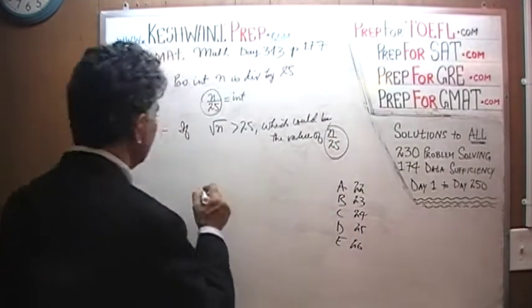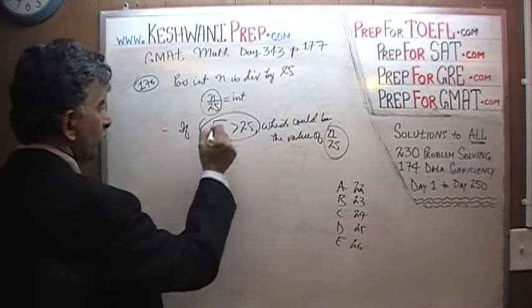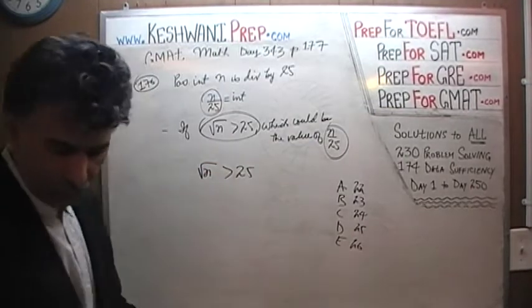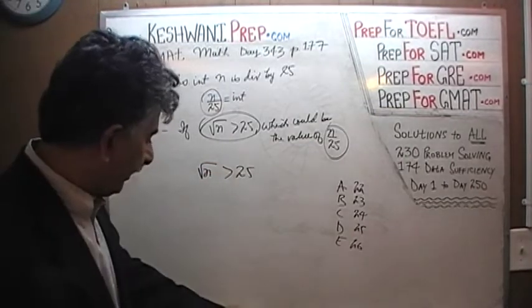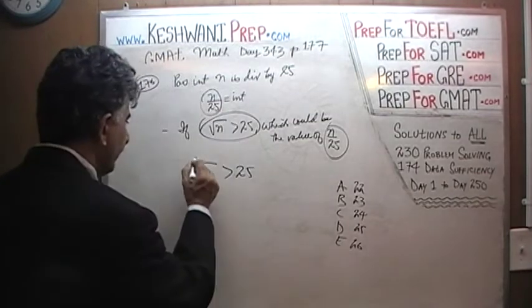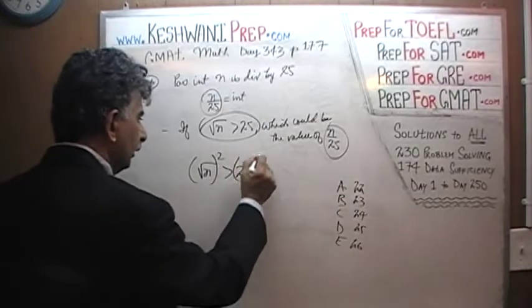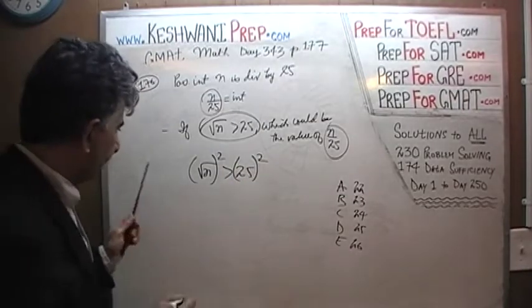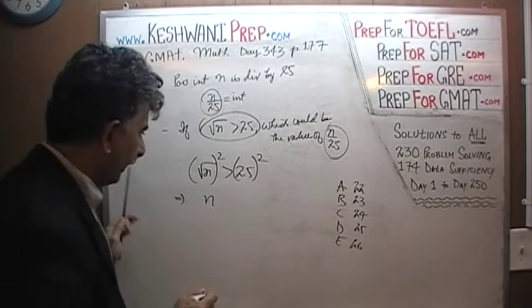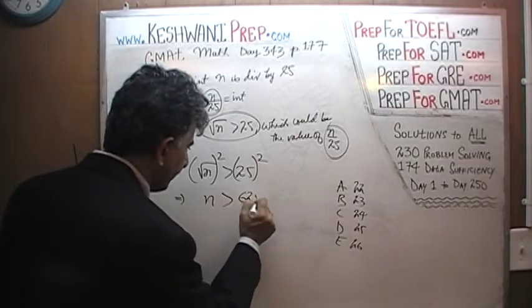22, 23, 24, 25, and 26. Let's see what we can do. So we know that the square root of n, we are told, has to be more than 25. If the square root of n has to be more than 25, if we were to square both sides, what we end up saying is that this n, whatever n is, has to be more than 625.